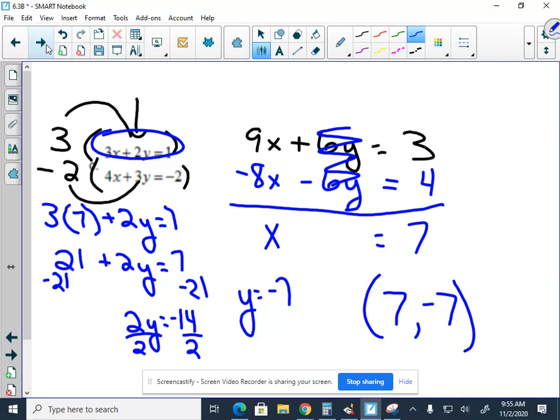This one, x comma y. We found x. Once we put it back in, we found y. 7, negative 7.